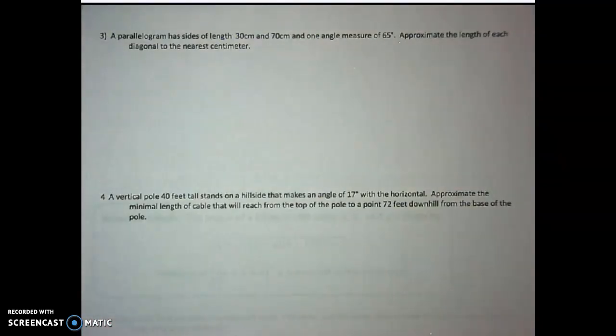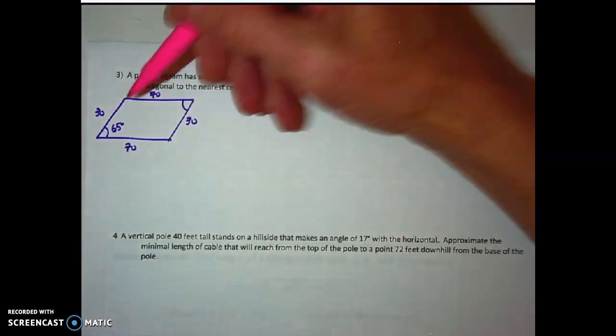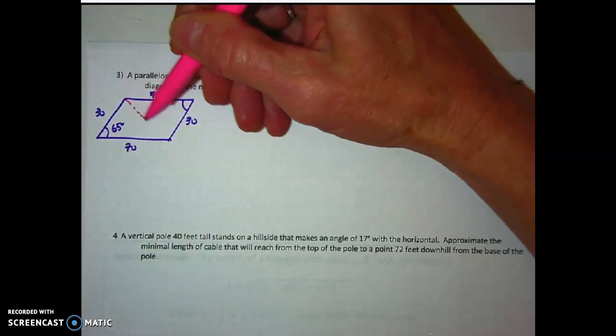Example number 3, a parallelogram has side lengths 30, 70, and one angle measure of 65 degrees. Approximate the length of each of the diagonals to the nearest centimeter. Again, please pause the video and draw your parallelogram and label it. Here's my parallelogram, and I need to find the lengths of both diagonals.